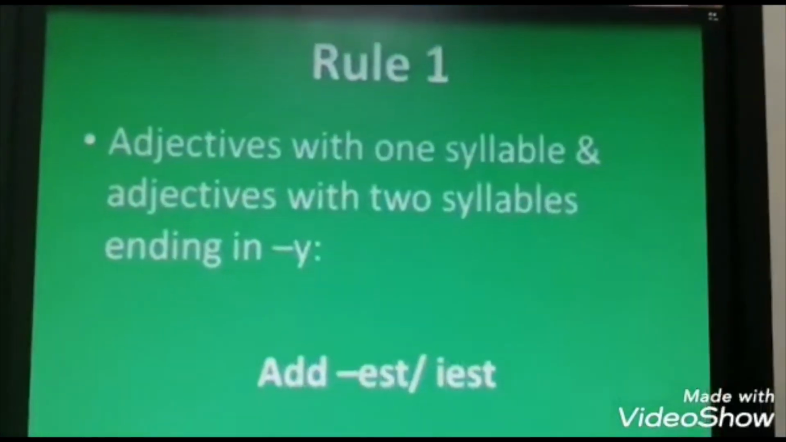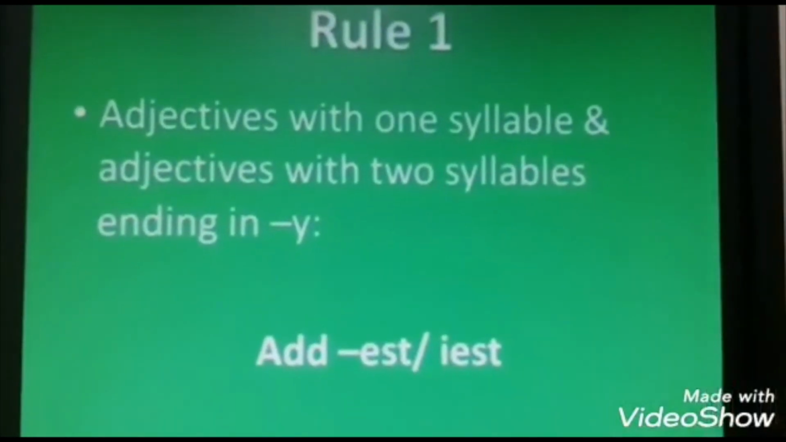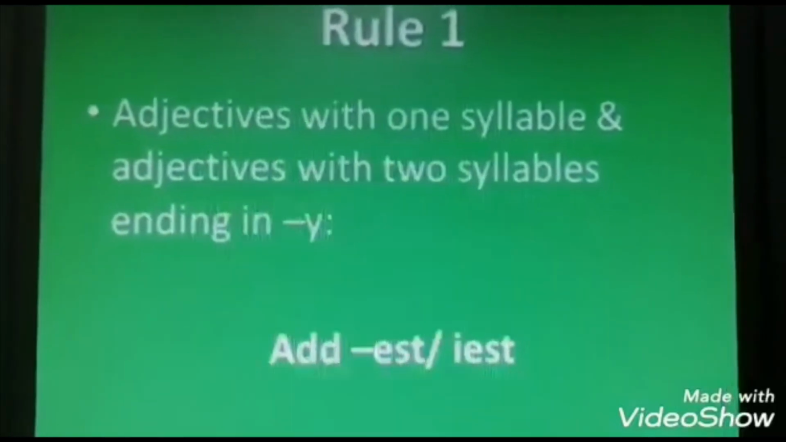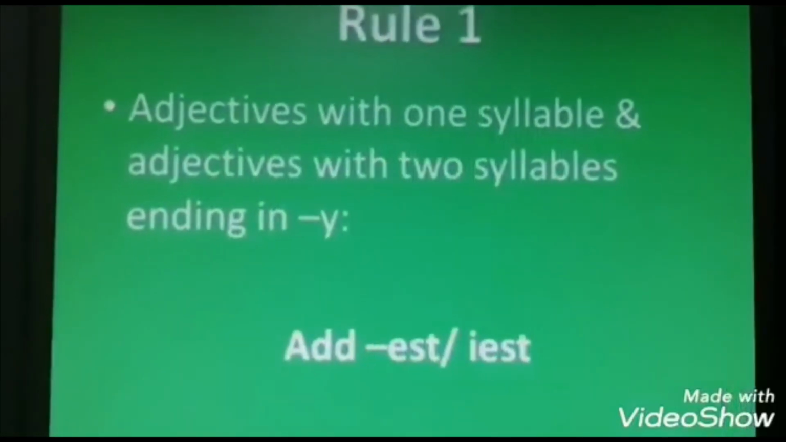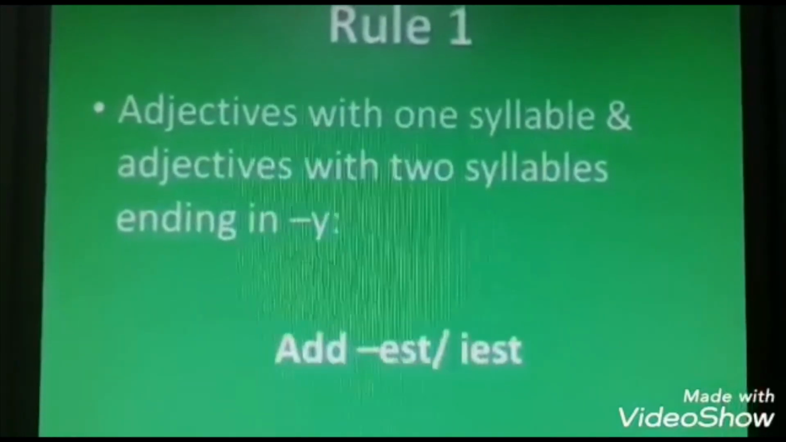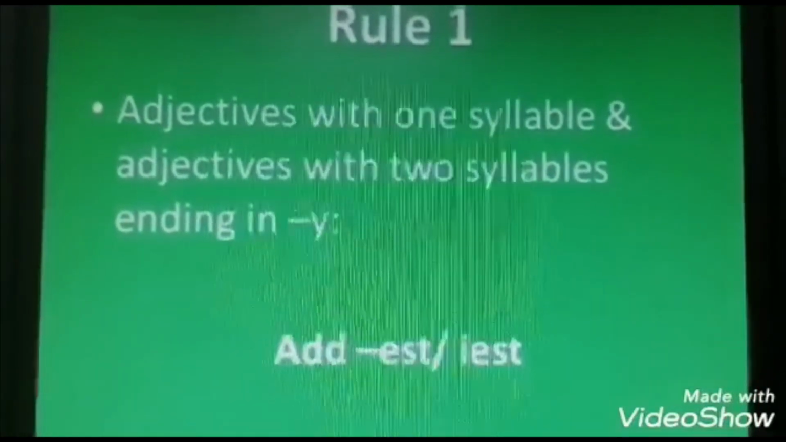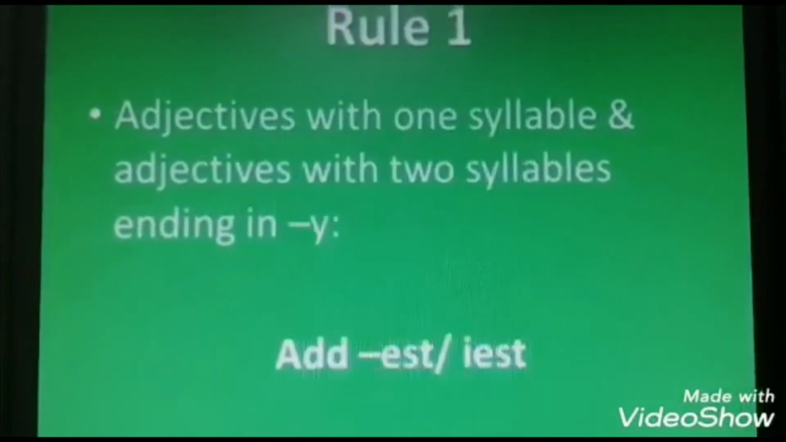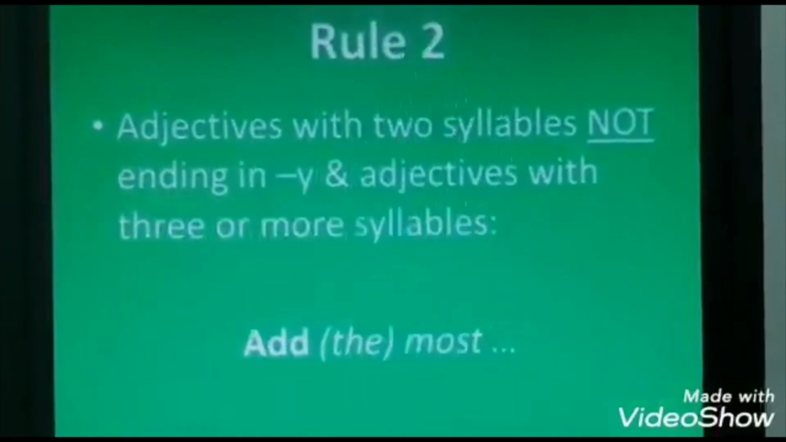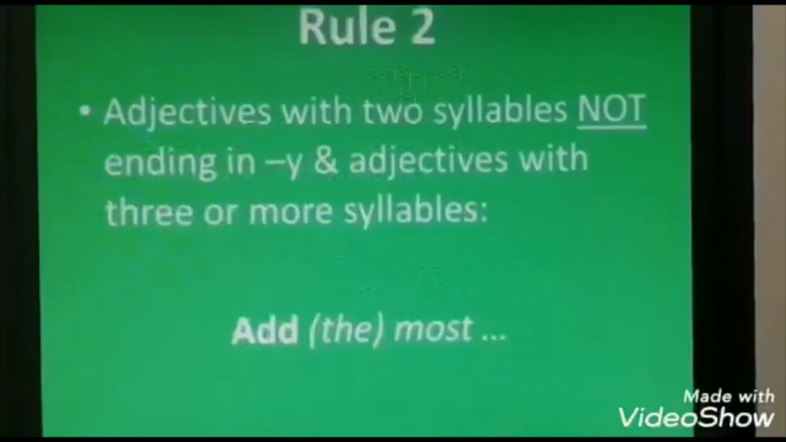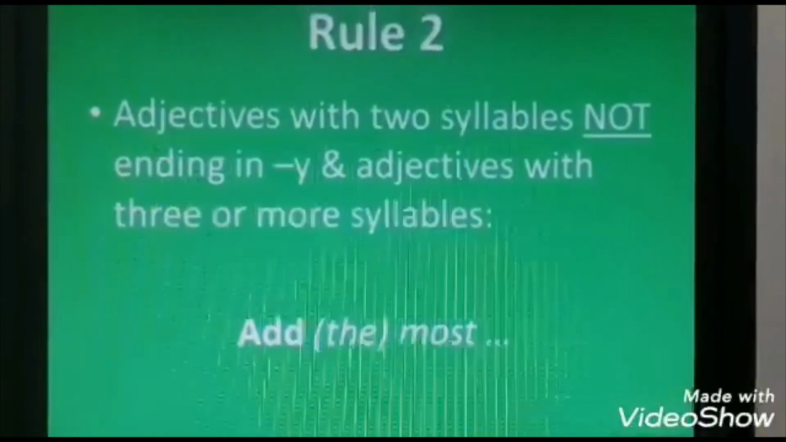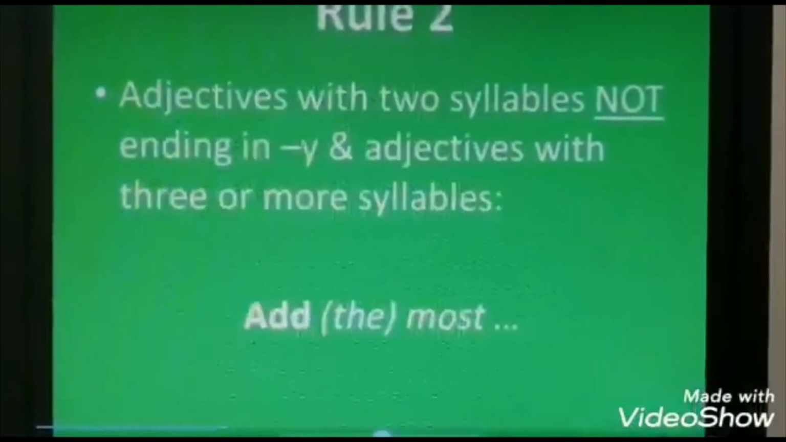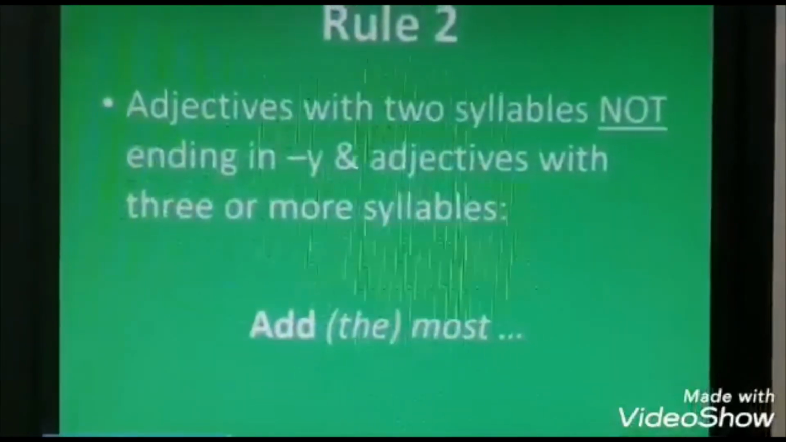Let's start. Rule number 1: adjectives with one syllable, and adjectives with two syllables ending in y. If it is one syllable, we add est. And if the y is coming at the end, we change it into i. We drop the y and add iest. Rule number 2: adjectives with two syllables that are not ending with y, and adjectives with more than two or three syllables. We will not change into est. We will say the most.